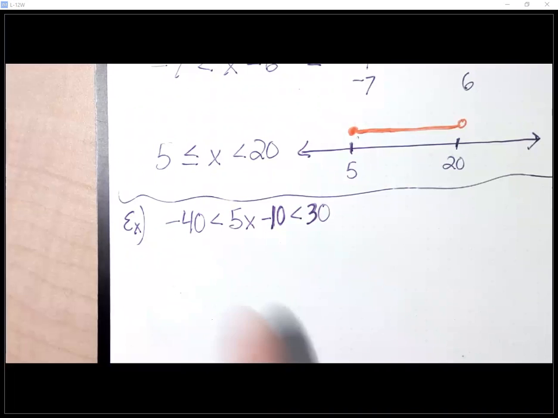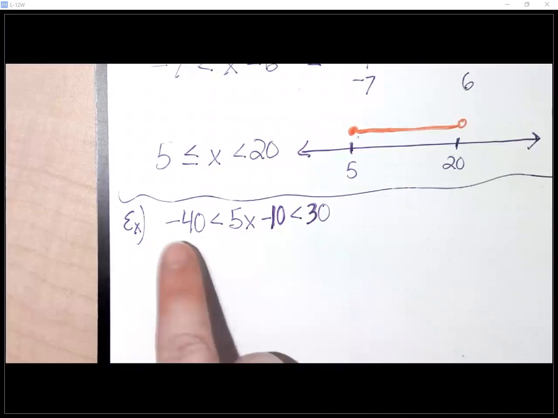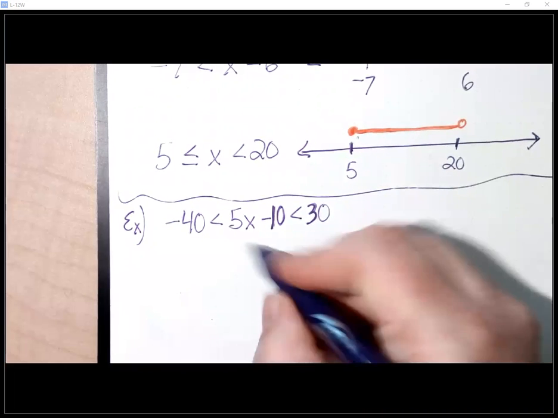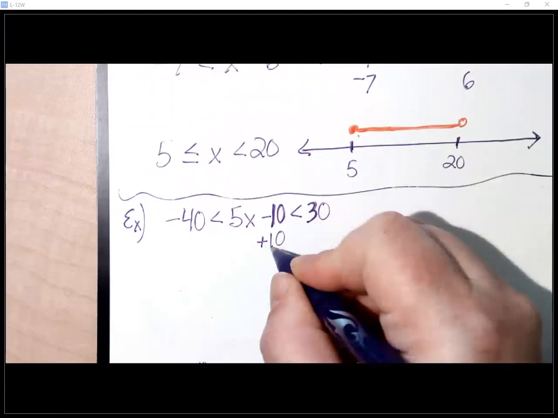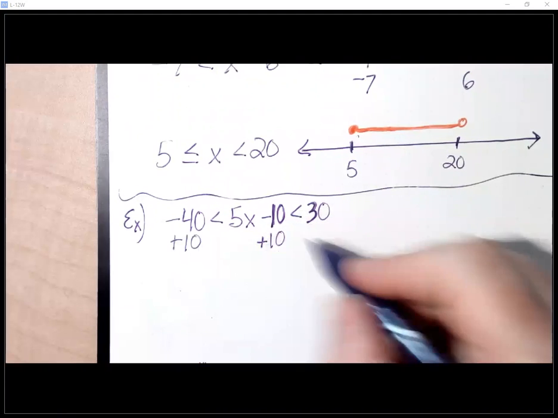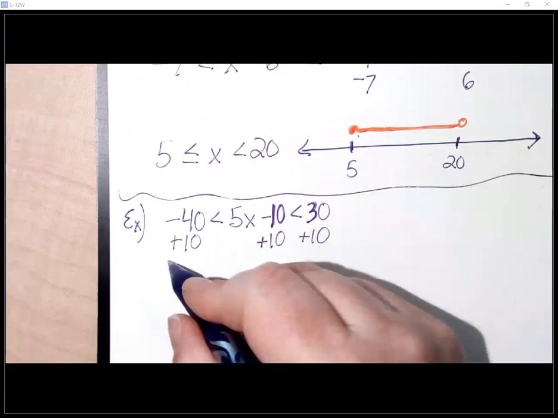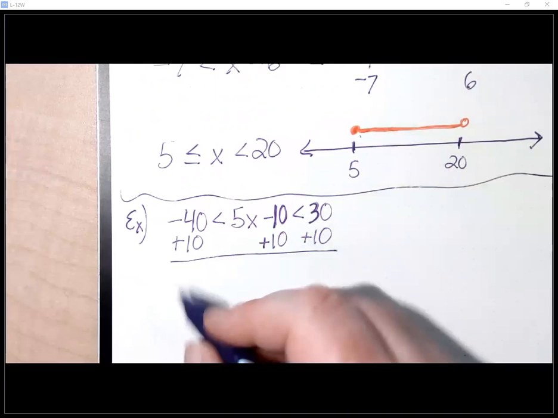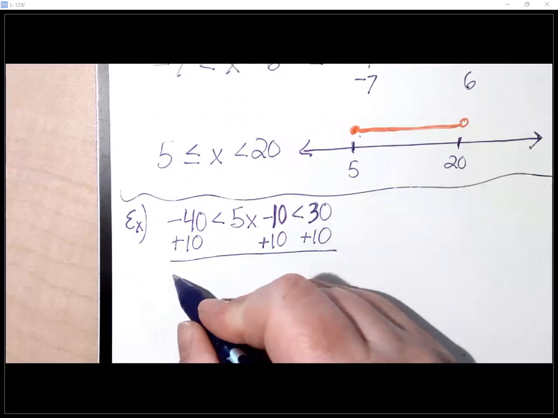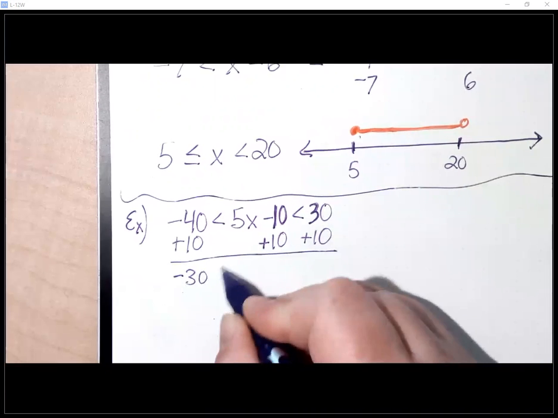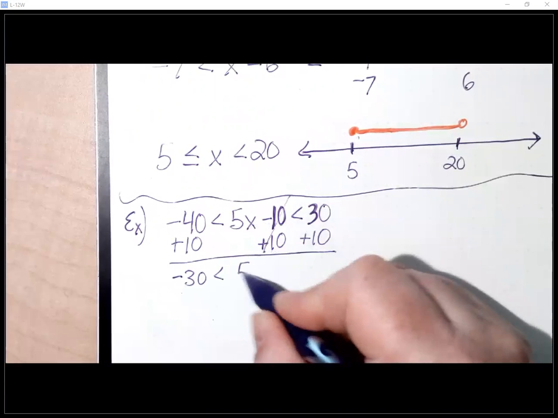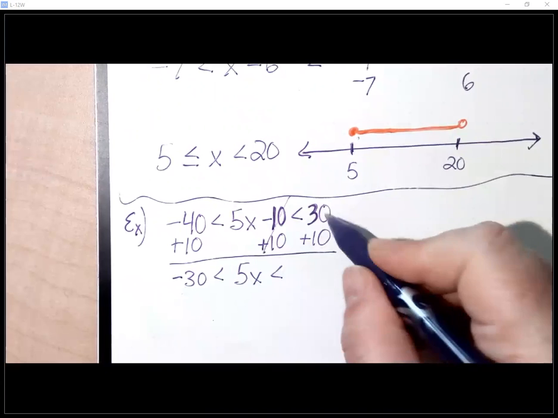So we're going to add 10, but remember, you got to add 10 to all 3 parts. So I'm going to add 10 to the middle, and those will cancel. I have to add 10 to the left, and I have to add 10 to the right. So what's -40 plus 10? -30. Now in the middle, because these 10s are going to cancel, I just have 5x that's left. And then over here, 30 plus 10 is 40.